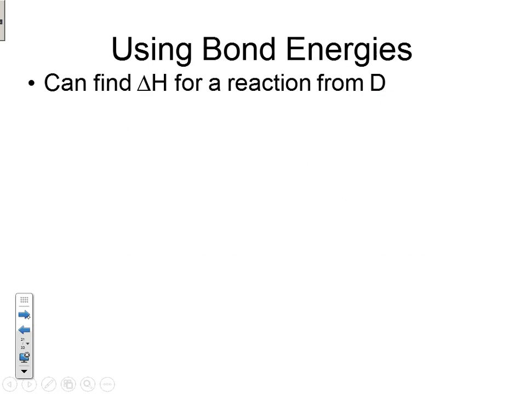Now, using bond energies, how do you use bond enthalpies? The big thing that we can do is use bond enthalpies to actually calculate the delta H for a reaction. So this is a new way. Again, that's that whole state function thing with delta H. We have multiple ways to solve for delta H. This is actually a new way to solve for delta H.